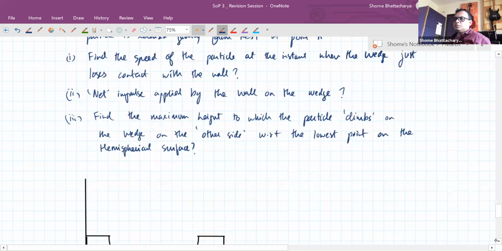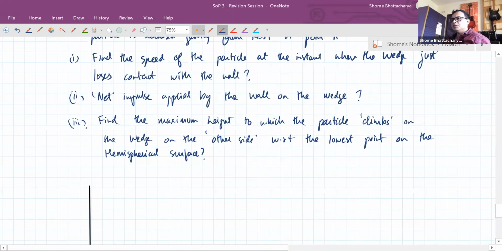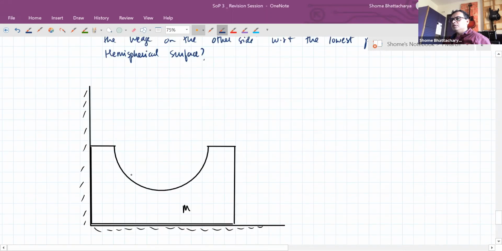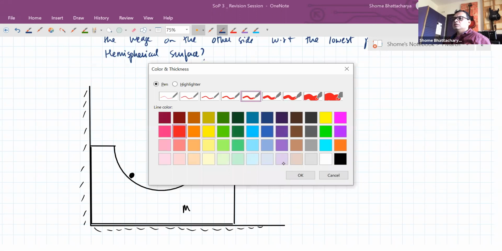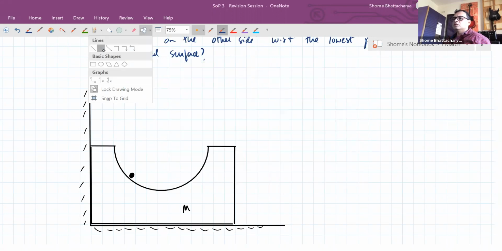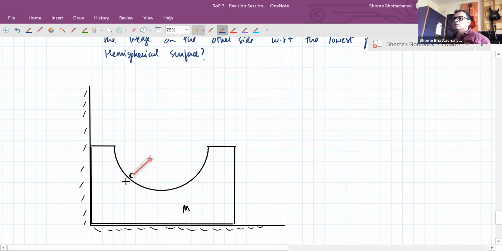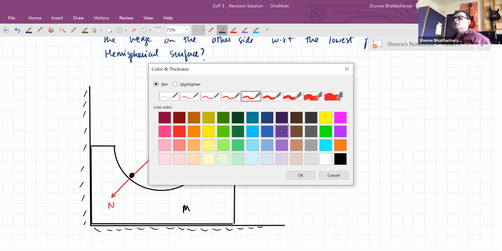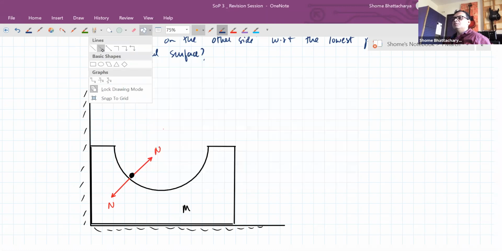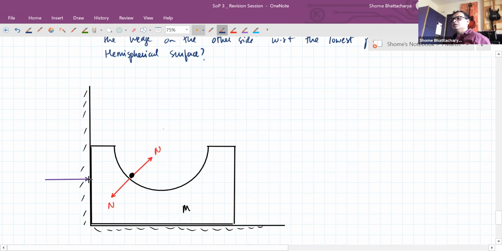So initially, when the particle is coming down from its initial position till it reaches the lowest point, so it's somewhere in between over here, we can see that the interactive force between the particle and the wedge is the normal contact force. Okay. So this normal contact force has a horizontal component which pushes the wedge against the wall, and that is where the impulse due to the wall comes in. The wall ends up applying some kind of normal reaction force, let's say NW like this.